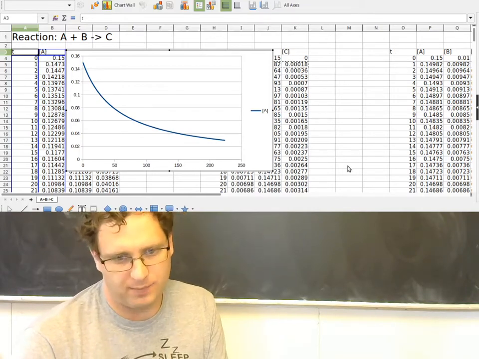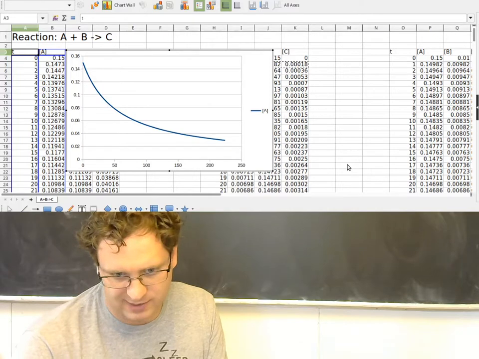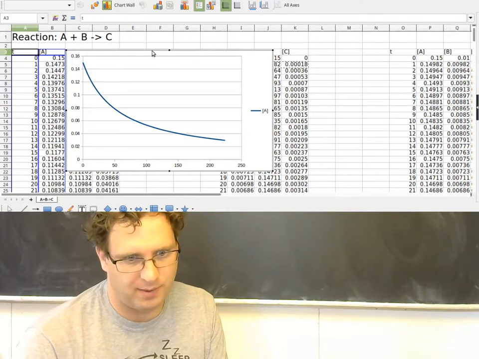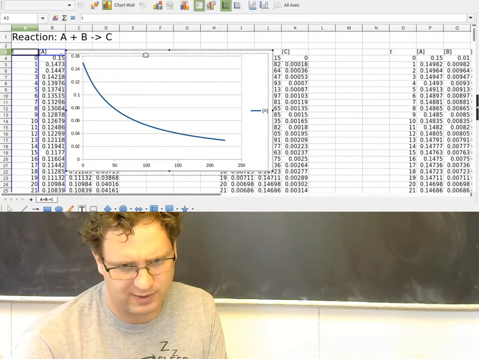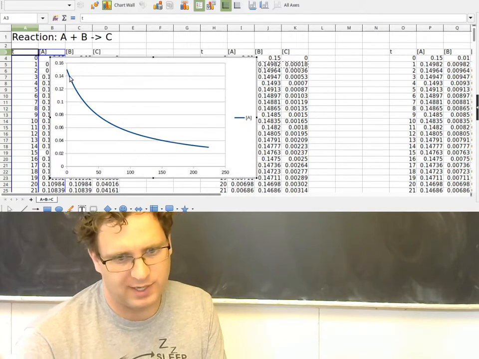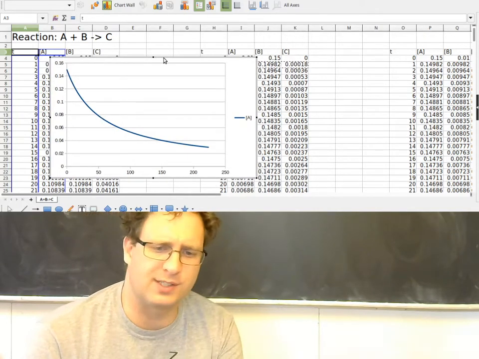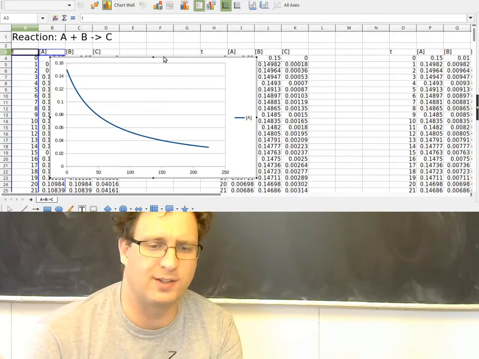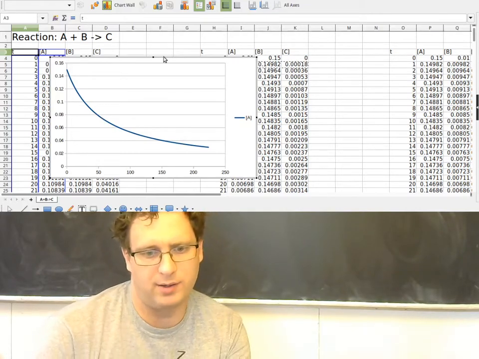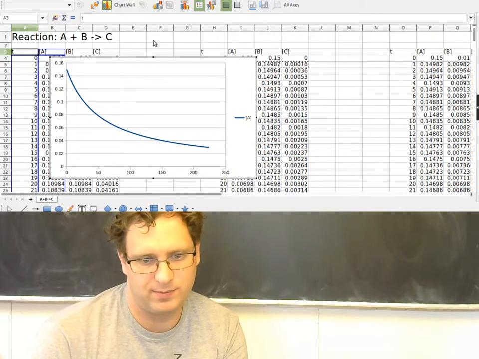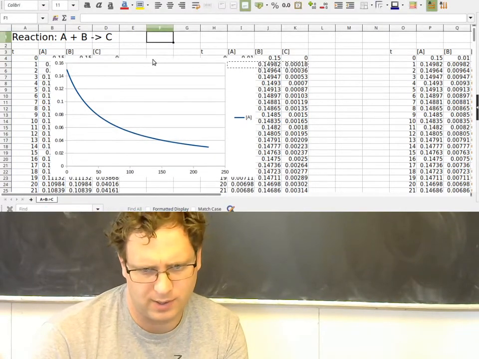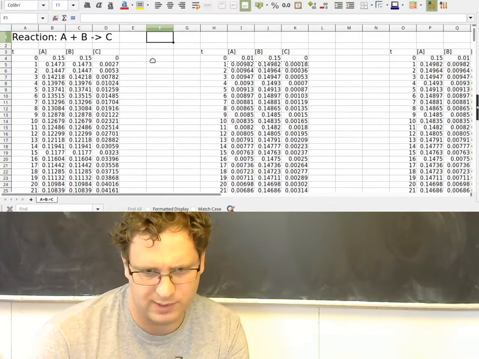So I'll be sloppy with my axes and just hit finish instead of giving axis labels, because what we can see is that this is clearly curved. It's curved, so this is not a 0th order reaction. Okay, so we'll delete that.